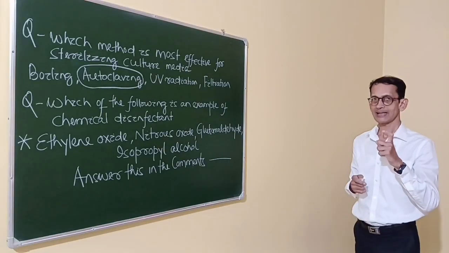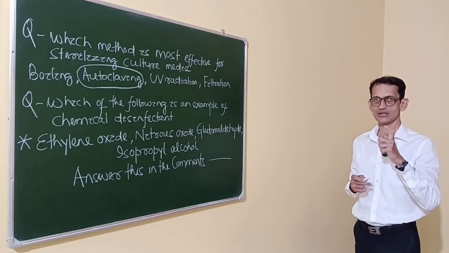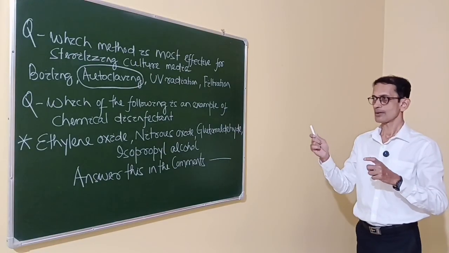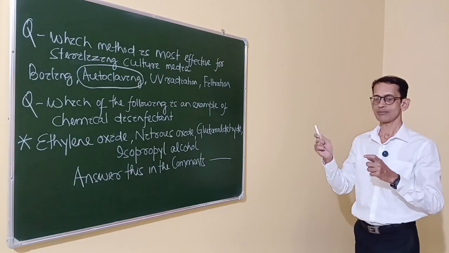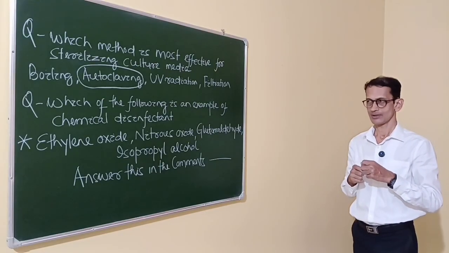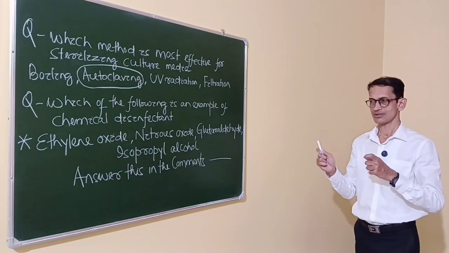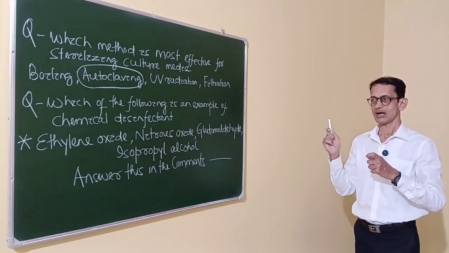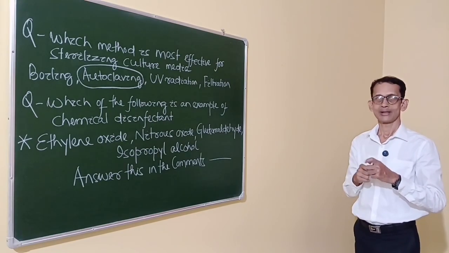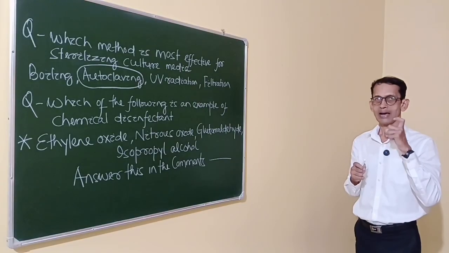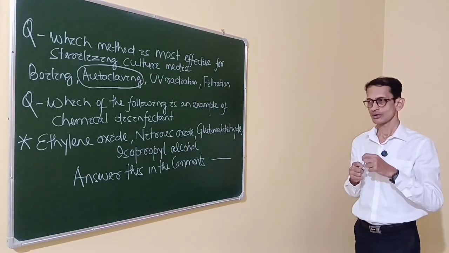Now guys, finally the question, very tricky question. Which of the following is an example of chemical disinfectant? Ethylene oxide, nitrous oxide, glutaraldehyde, isopropyl alcohol. Very tricky question. I'm leaving it for your answer.